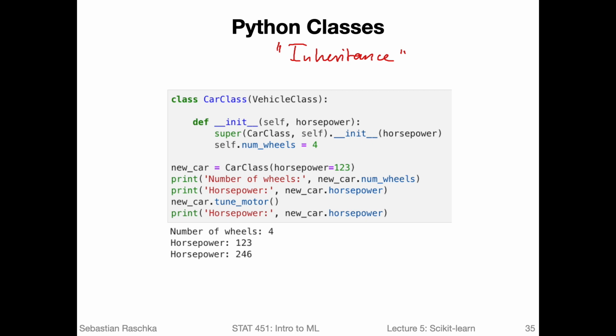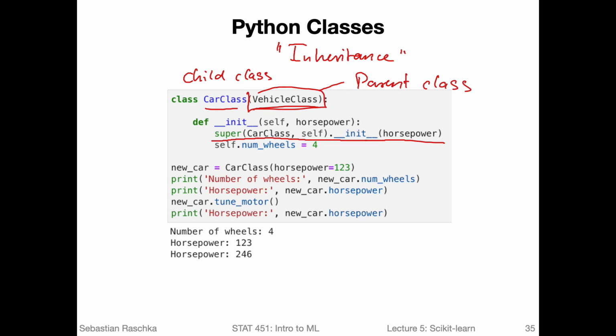So here I'm making a child class that inherits from the parent class here. So it basically inherits everything from the parent. So what I'm doing here, in order to do that inheritance, I put the vehicle class here, and then I am calling this one here. So this one will cause the car class to execute its init method so that the horsepower gets initialized from the car class's init method. And then I'm adding another attribute here, the number of wheels. So I set it to 4 here.